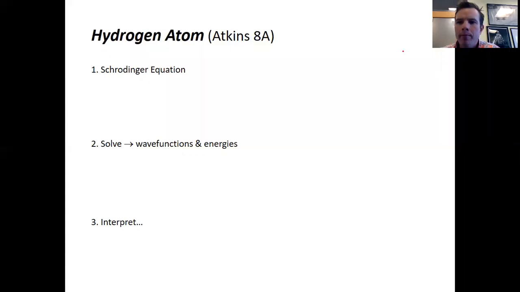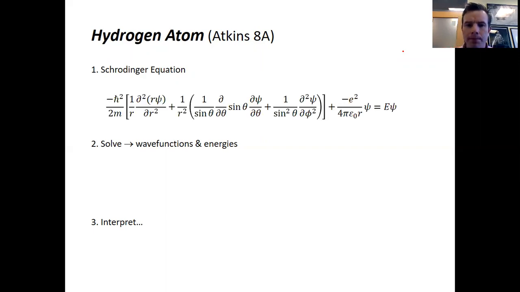Hi, everyone. We're continuing our series of lectures on the hydrogen atom in Atkins A. The process for this problem is the same as every other one. We start by writing the Schrodinger equation. There it is. It has this ugly, gory form. We solve it, and I want to remind you that when you solve it, you get two things: wave functions and energies.